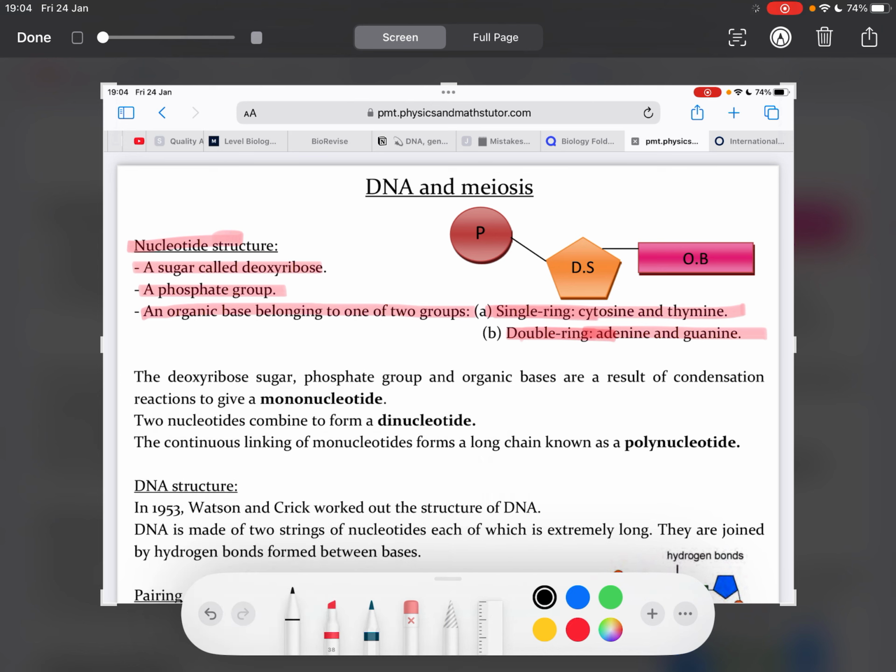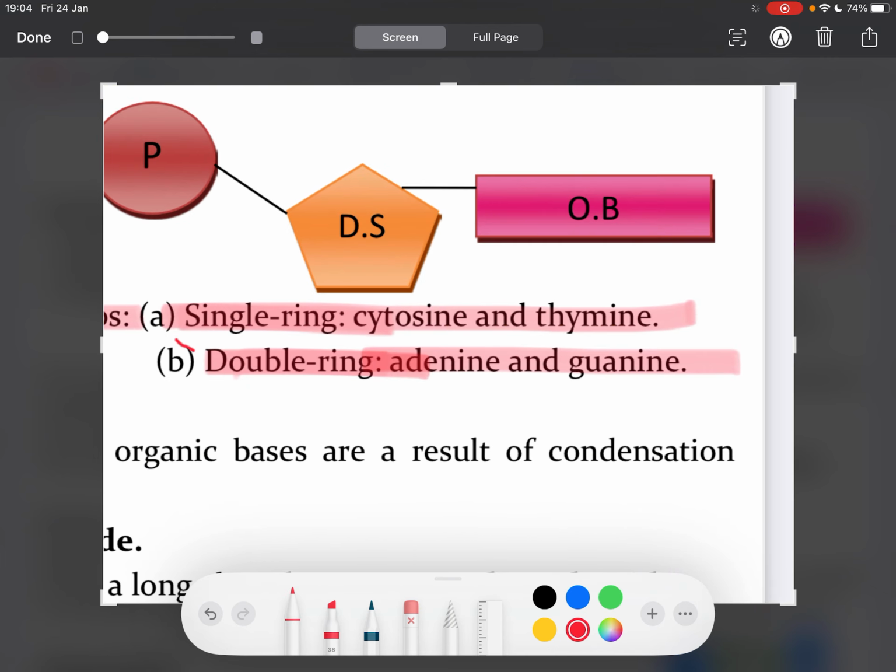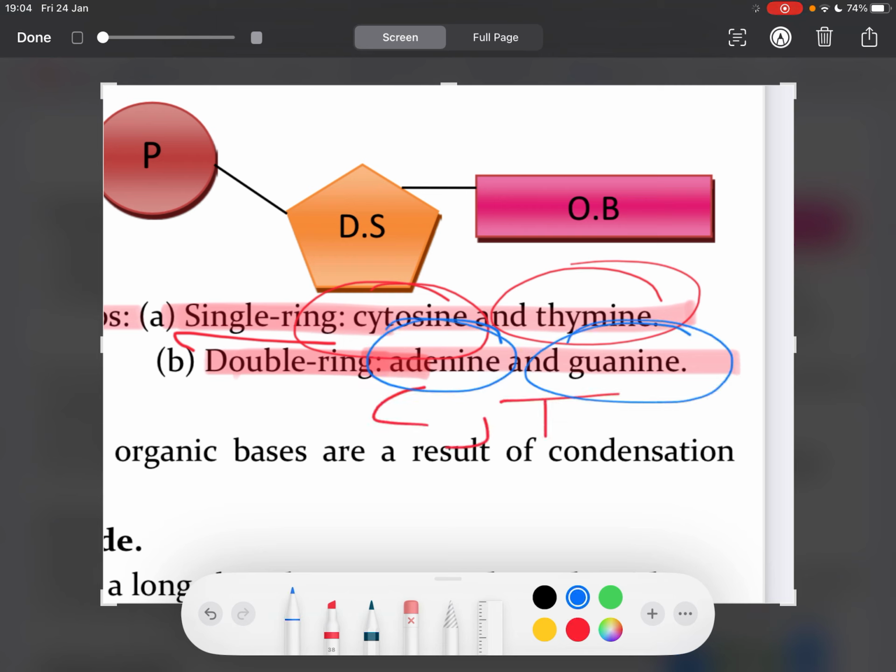Whatever it is, basically a nucleotide is a sugar, a phosphate, and an organic base. The organic base is either single ring, cytosine and thymine, basically the C and the T, or double ring, adenine and guanine, which is basically the A and the G. And the single ring ones are cytosine and thymine.